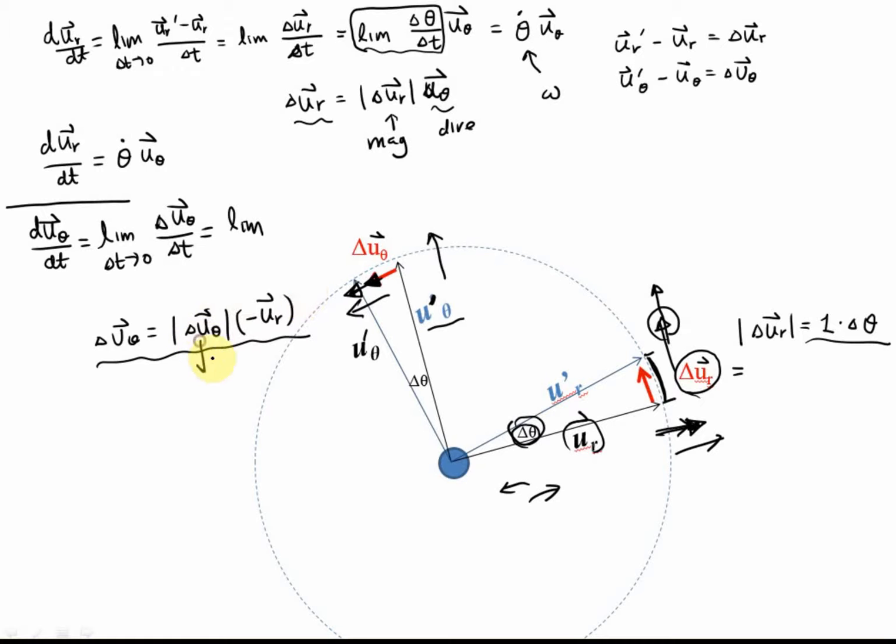But what is the magnitude of delta u theta? This magnitude is the same as the length of the arc. If delta theta is very small, that is equal to the radius of 1 times delta theta, and minus u r. So this one is delta theta over dt and minus u r. That's why this one becomes negative theta dot u r.